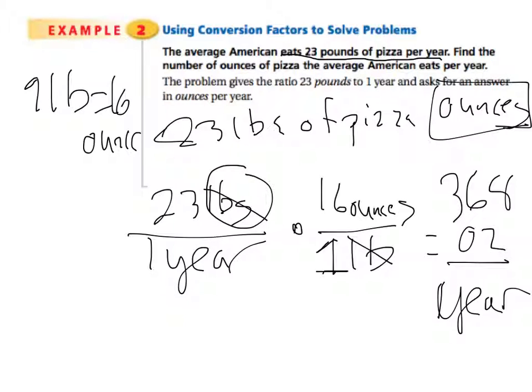368 ounces per year. So do you get what we have to do here? If we have pounds over here, we want to multiply by 1 pound at the bottom, and whatever unit we're converting to, we have to figure out how many ounces are in 1 pound, and that's 16, so we multiply 23 times 16. So the average American eats 368 ounces of pizza per year.